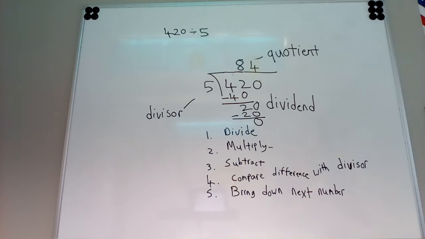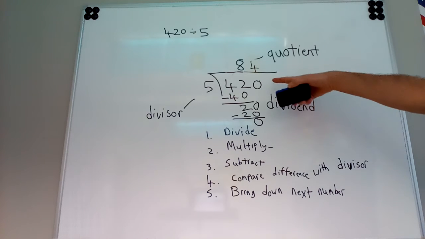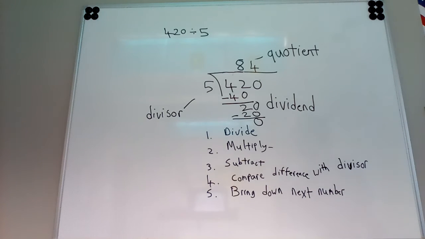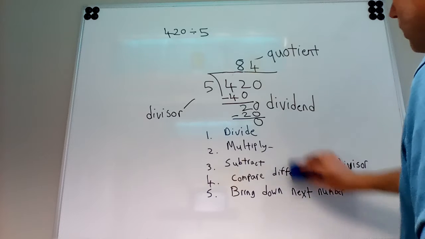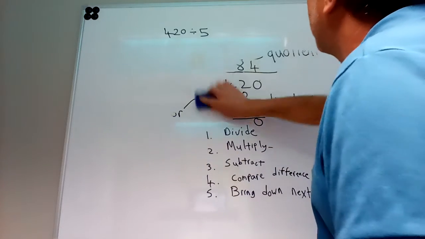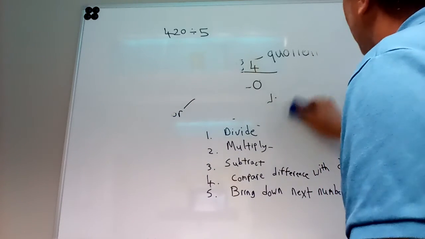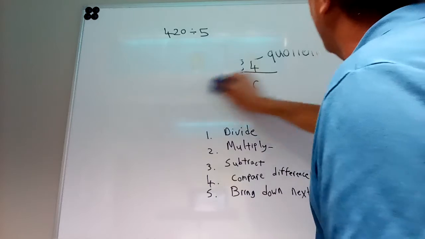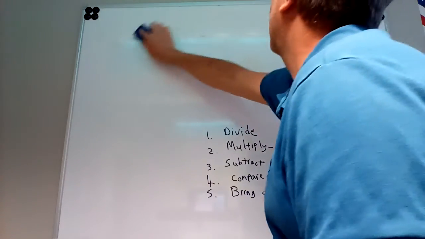Now sometimes this last number will not be a 0, and there will not be another number to bring down, and then we call that a remainder. Okay, so let's go back and try one with that. I'm going to erase these. I hope you've got these steps written down. We're going to erase this now and give us a little more room to work.